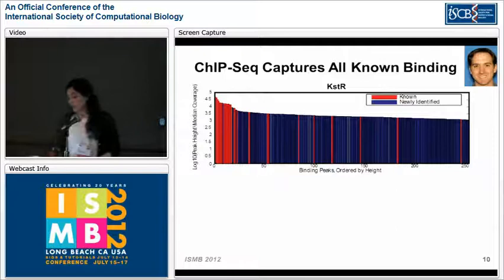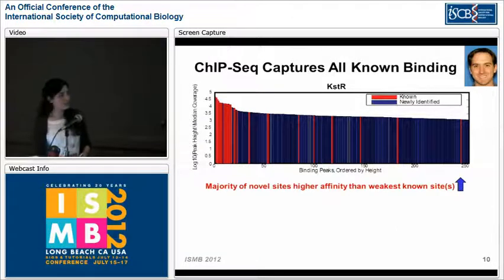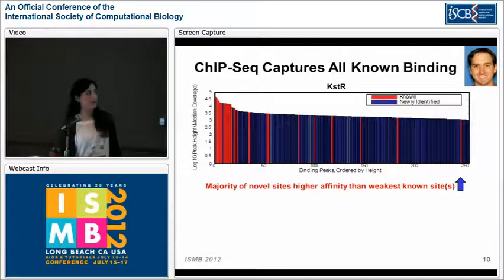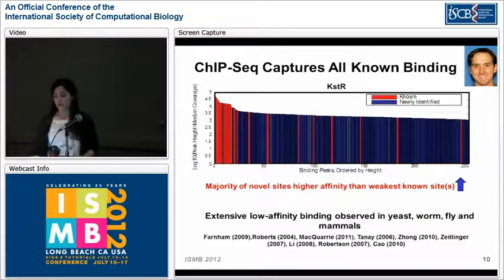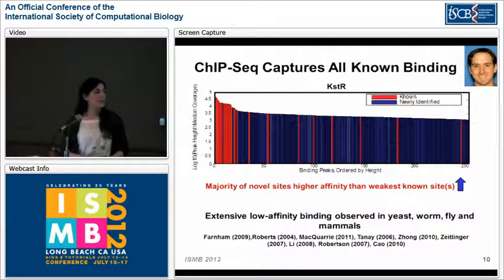sites. And as you can see, the majority of the novel sites actually have higher affinity than the weakest known binding site. And this extensive low affinity binding has indeed been observed in several other organisms.